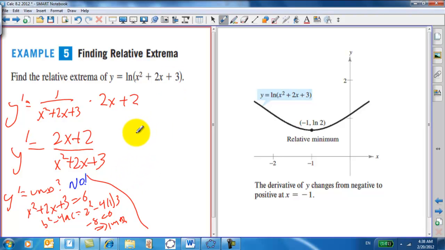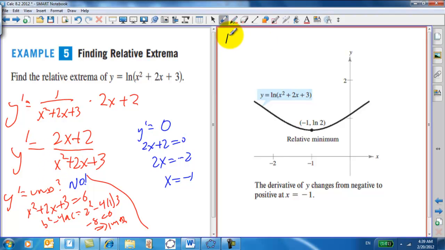But can we set the derivative equal to 0? So let's set the numerator 2x plus 2 equal to 0. And sure enough, 2x equals negative 2, x equals negative 1. So at negative 1 we have either a relative max or a relative min. Now at this point you could try going in either direction. I think the first derivative test works a lot better because I don't want to have to do a second derivative of this huge rational function. And I've already got my first derivative.